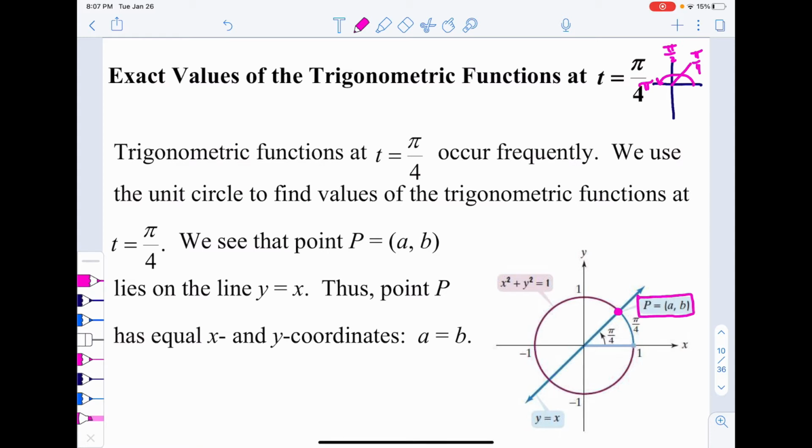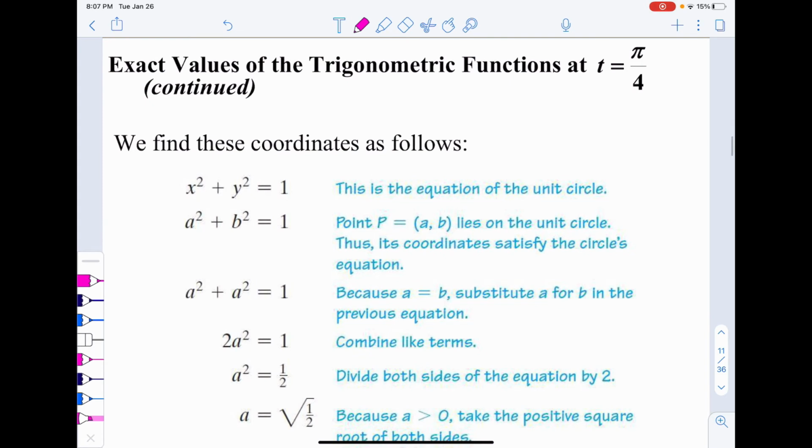And it tells us that it lies on the line y equals x, a basic linear function. y is equal to x. It goes through the origin. It goes up 1 over 1, up 1 over 1, up 1 over 1, which means that a and b are going to be equal to each other. So it says, thus point P has equal x and y coordinates, meaning that a is equal to b.